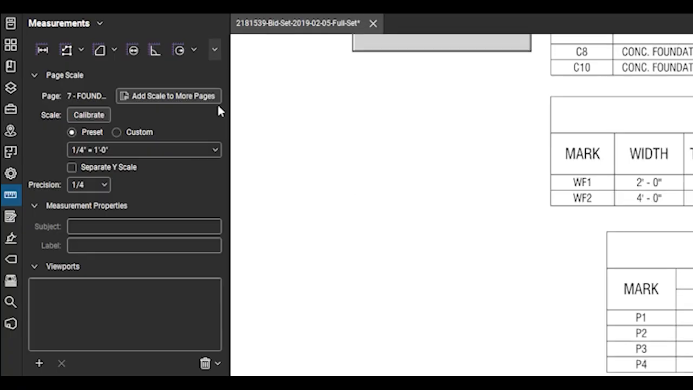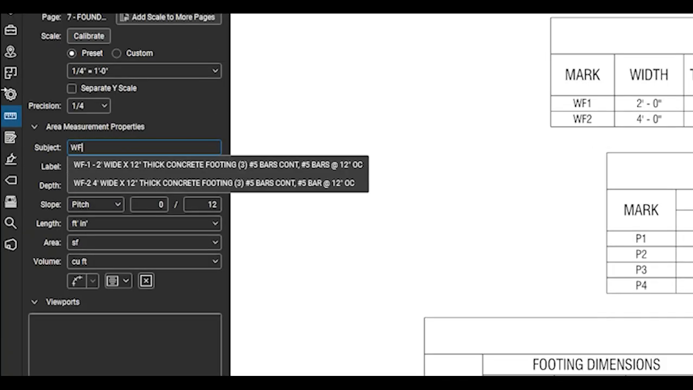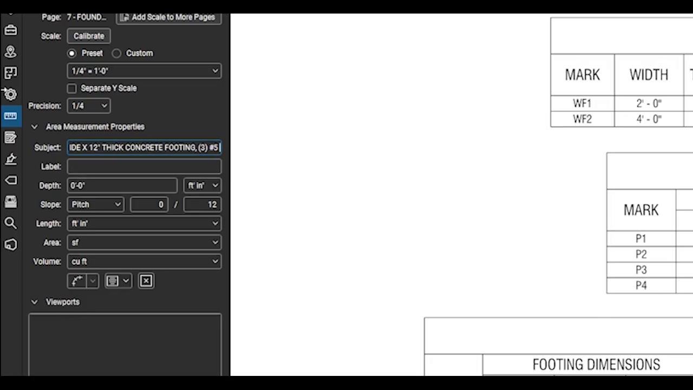I realized for the wall footings, the majority are WF1, so I use the area markup and label it with the WF1 description from the schedule. I open the controls for which metrics to calculate, and check the boxes for volume and depth. I then use the drop-down to specify that I want volume measured in cubic yards to match concrete material quantity.